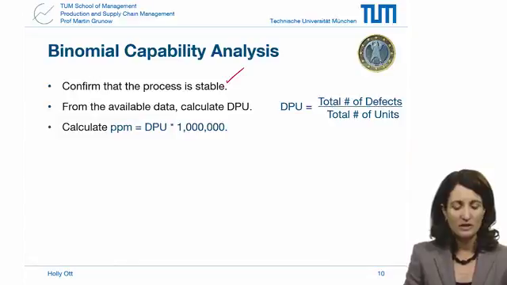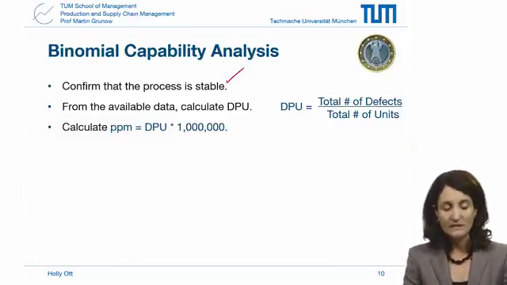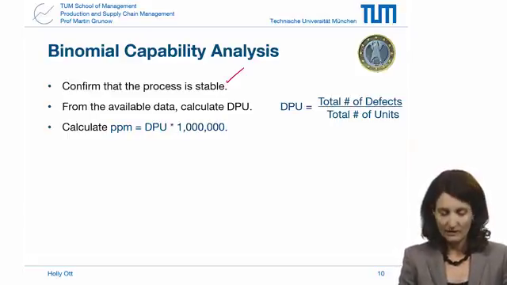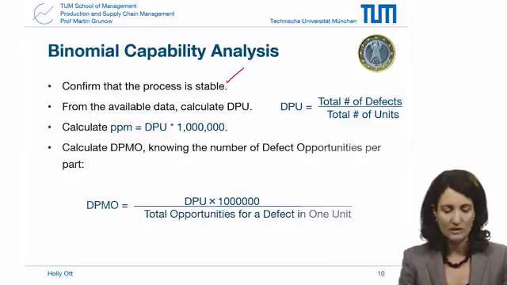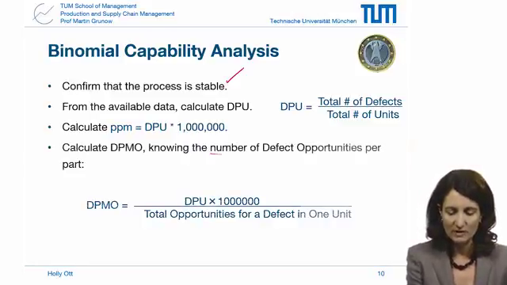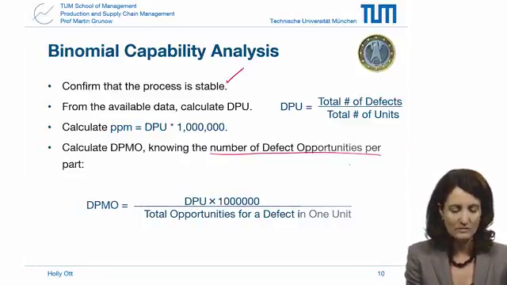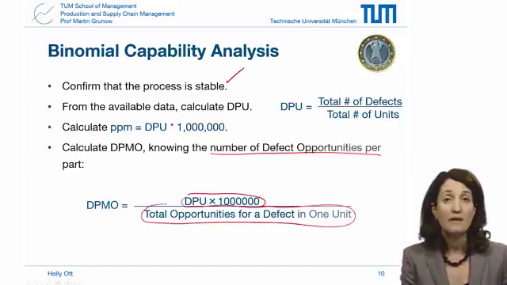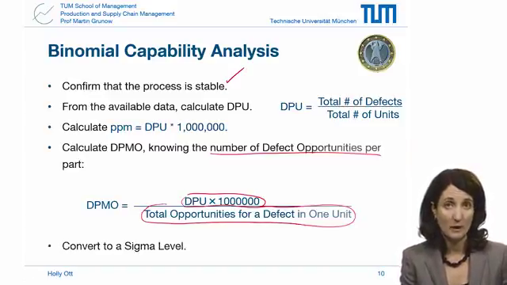We can then convert this to a ppm, because again, the defect rates tend to be rather small. And if we know the number of defect opportunities per part, we can calculate our DPMO, which is the DPU times a million over the defect opportunities for 1 unit. And then we can convert this to a sigma level or sigma capability.